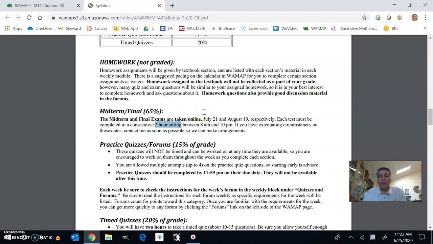But I have a window on each of those days. So on each date, the test will be open from 8 a.m. until 10 p.m. So anywhere in that window, you have 2 hours to take it, 2 consecutive hours. Now, if you start after 8 p.m., the test ends at 10 p.m. So if you start at 9 p.m., you'll only have an hour to complete it. And 2 hours is plenty of time to complete my assessments.